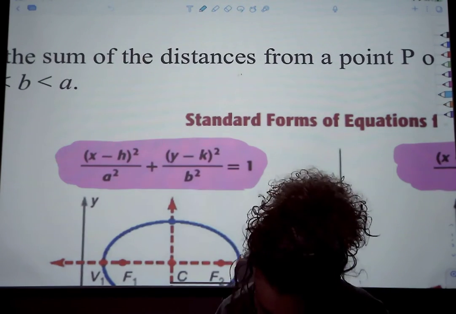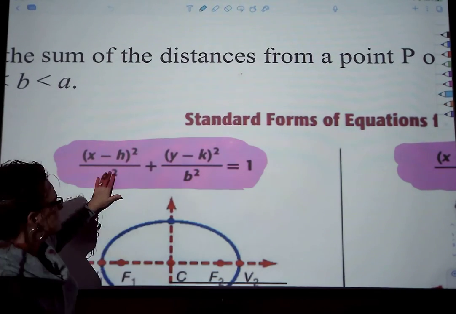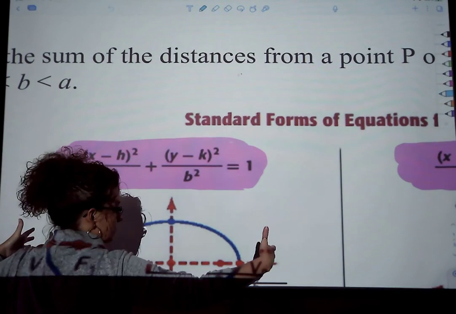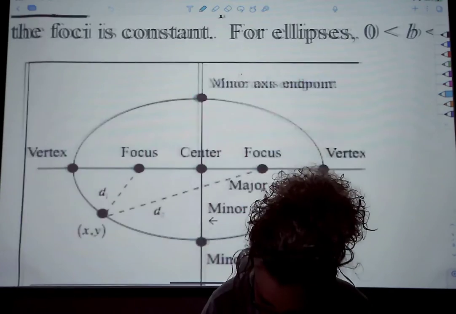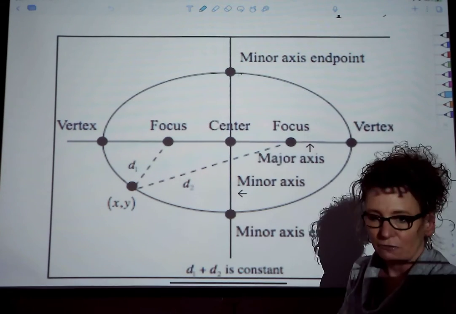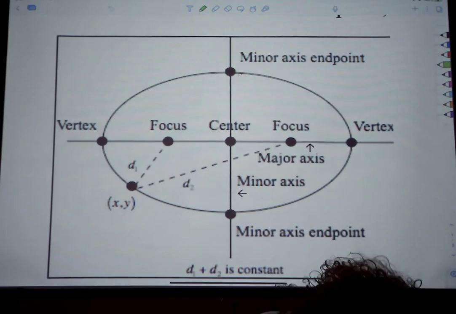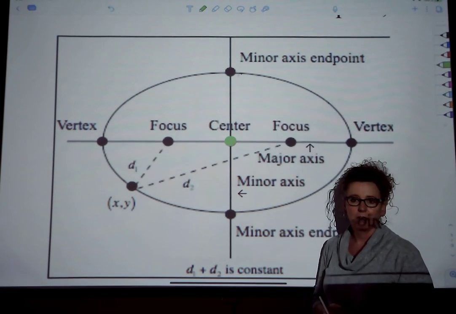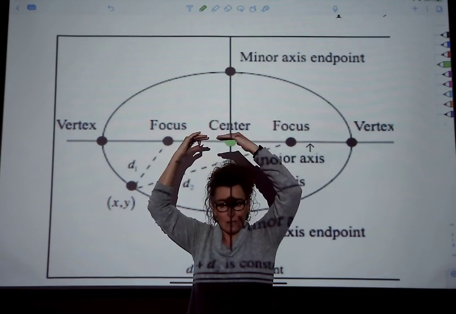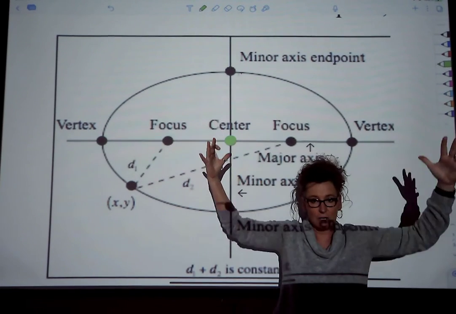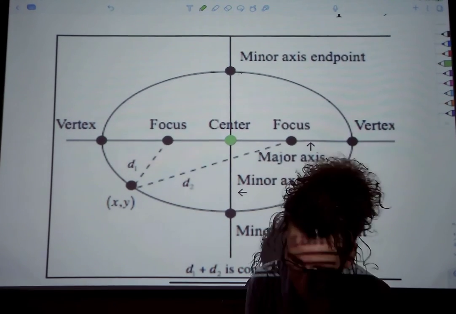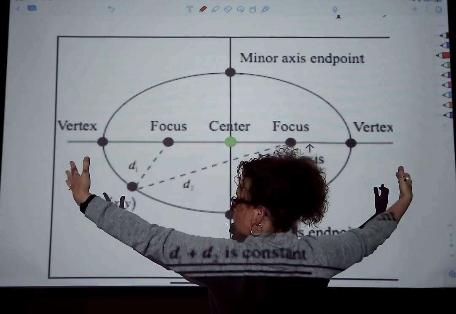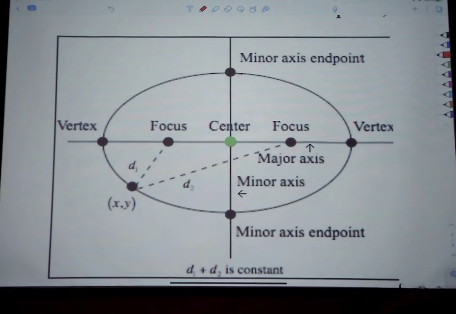Okay, so let's think for a minute. What if this is bigger than this? So this has the bigger number, which means our ellipse is oriented this way. And I need to introduce some vocabulary to you. First of all, the center is the point in the middle of the ellipse. Not all ellipses will be centered at the origin. Sometimes they might be off the origin a bit.